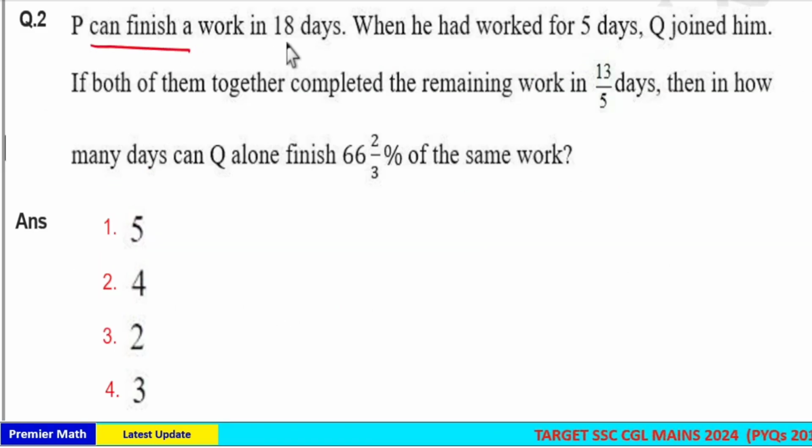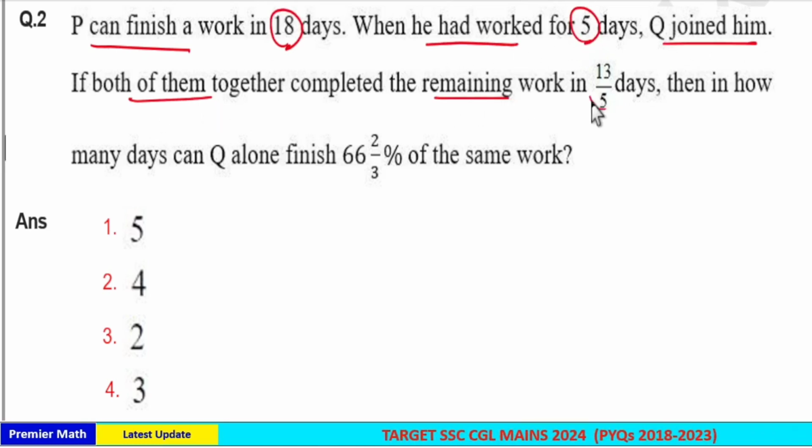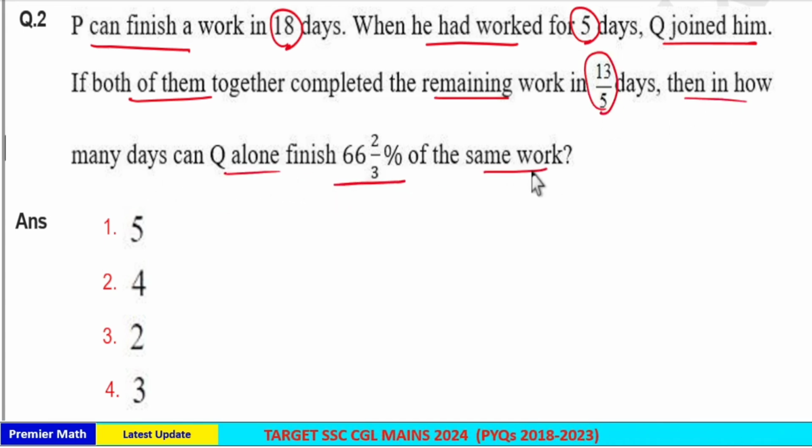P can finish a work in 18 days. When he had worked for 5 days, Q joined him. If both of them together completed the remaining work in 13 by 5 days, then in how many days can Q alone finish 66 and 2 by 3% of the same work?